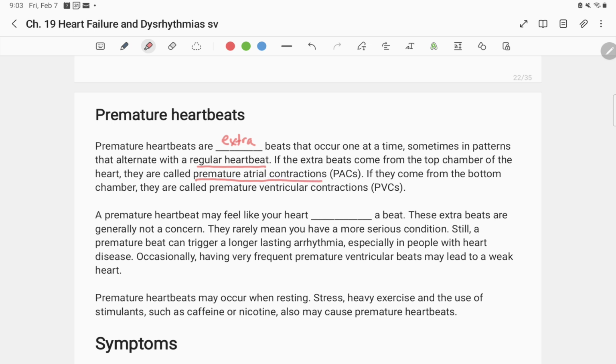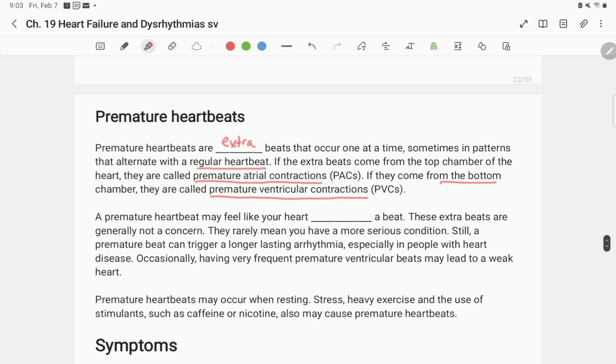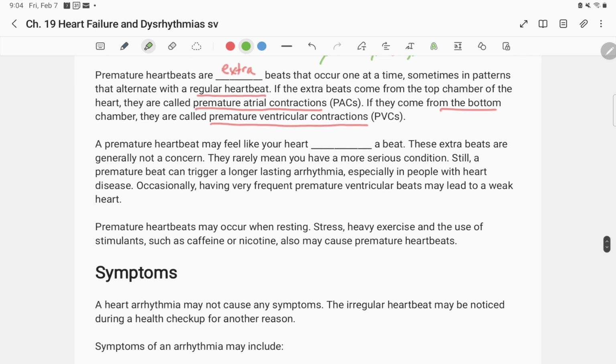Atria are the chambers on top of the heart. If they come from the bottom, so the chambers on the bottom of the heart are the ventricles, that would be premature ventricular contraction. And this is where that P, Q, R, S, and T wave formula will come in handy, keeping the P wave by itself, atrial depolarization, QRS by itself, ventricular depolarization, and then the T wave, ventricular repolarization.